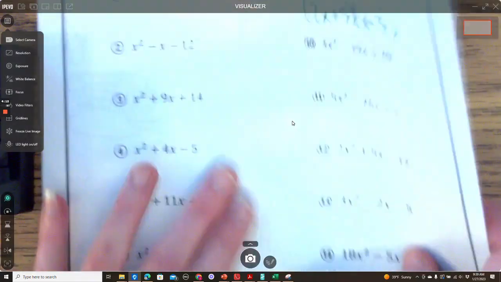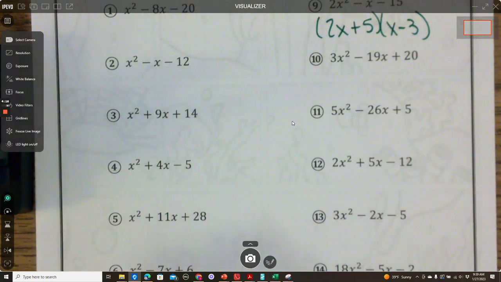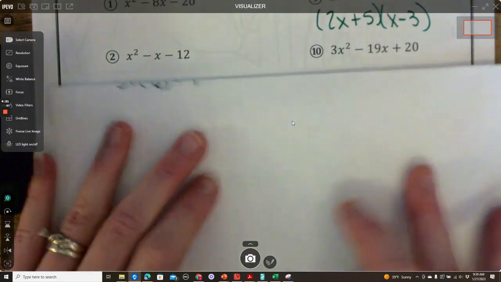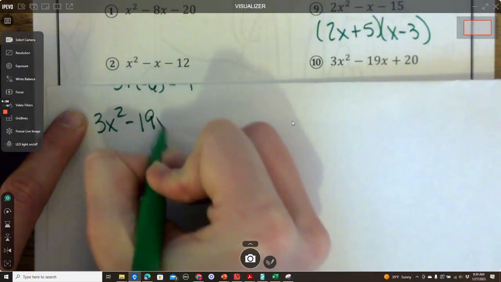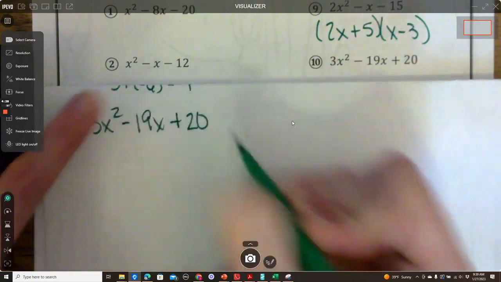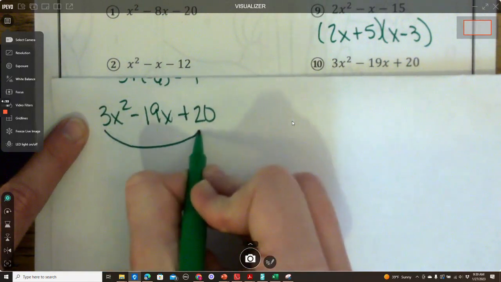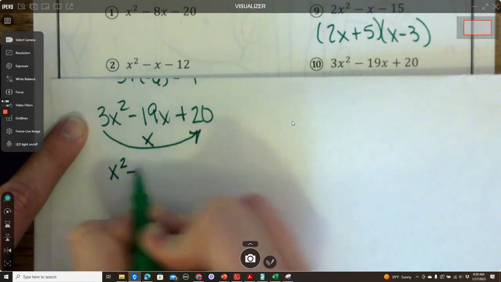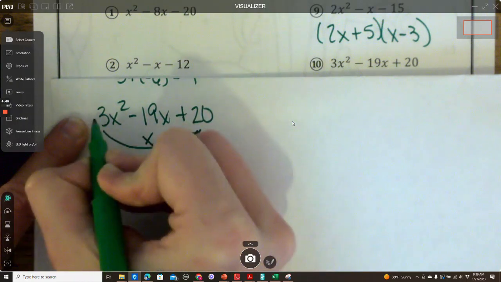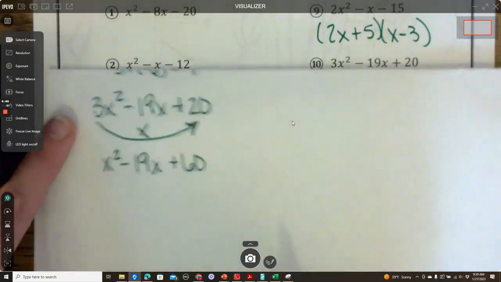All right, so we're going to work several more. Okay? Because practice is the only way with ones like this. All right, so 3x squared minus 19x plus 20. So again, we don't want a number in front of the x, so we're going to slip it back here. We're going to multiply there. So we're left with x squared minus 19x, and then 3 times 20 is a 60.